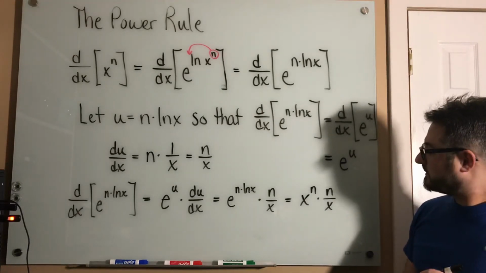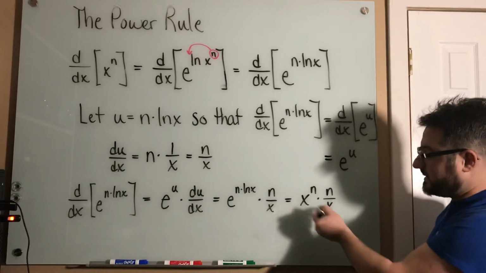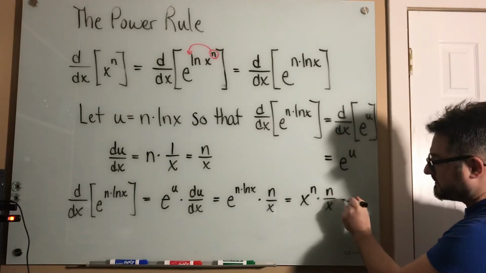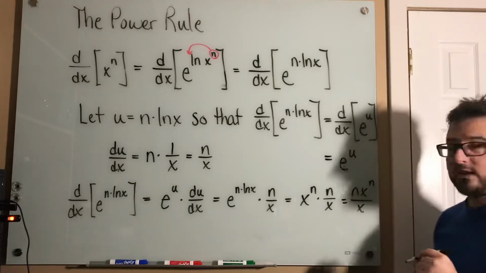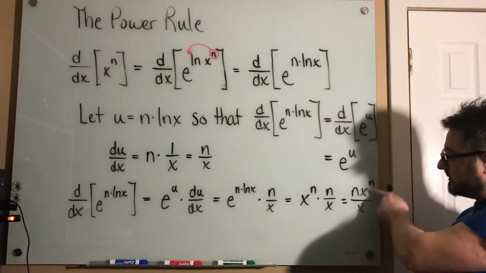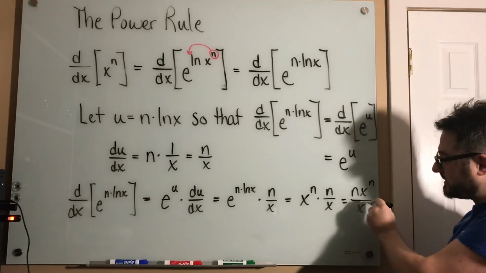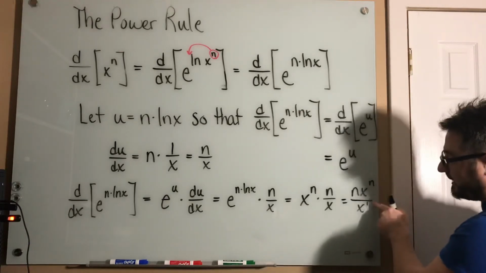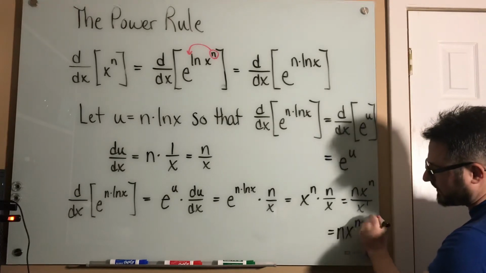Well, we have our times n over x. What we just need to do is simplify this. But this is covered by a property of exponents. If we have two expressions being divided with the same base, we can subtract their exponents. So, n minus 1. And there we are.